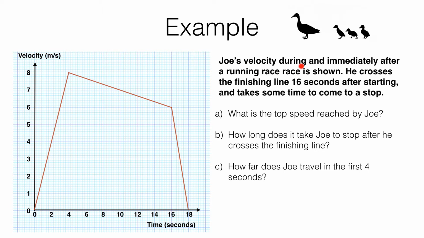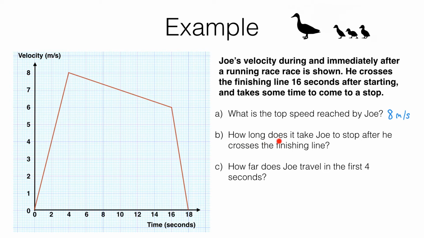Joe's velocity during and immediately after a running race is shown. He crosses the finishing line 16 seconds after starting and takes some time to come to a stop. What is the top speed reached by Joe? Now remember, velocity is simply speed in a particular direction. And we can see from this graph that the highest speed reached is 8 meters per second. So that's our answer to the first question.